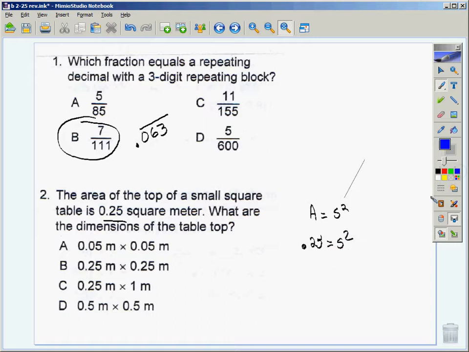And what is the opposite of squaring something? Square rooting it. So S is equal to the square root of 0.25, which is 0.5, which is why D is the correct answer.